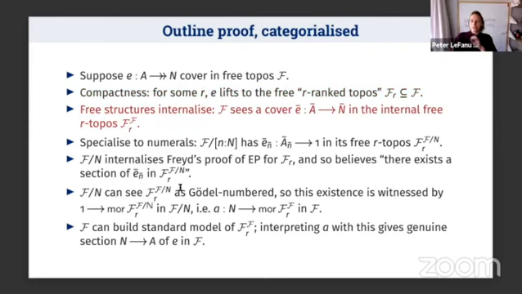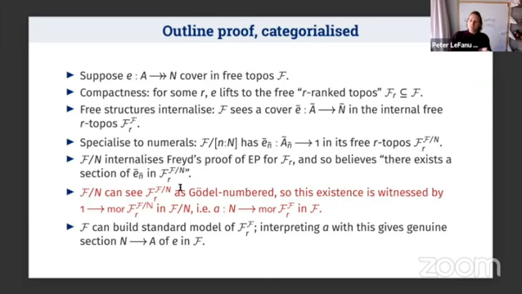We can internalize free structures. That corresponds to internalizing syntax. So we've got the free topos, looking at the free R rank topos. Again, we specialize to numerals. That's just the same as it was before. Again, we can internalize inside the free topos or the slice over the natural numbers now, the Freyd gluing proof to show that internal projectivity holds.